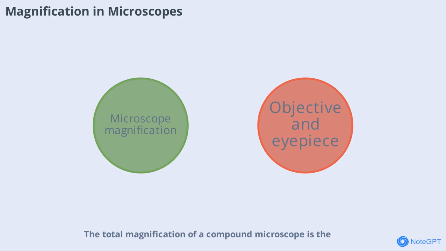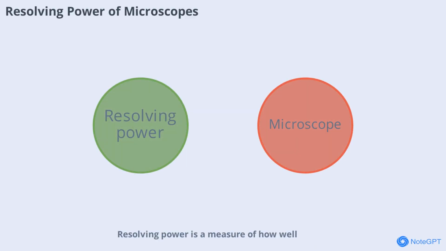Total magnification of a compound microscope is the product of the magnifications of the objective and eyepiece lenses. By adjusting these lenses, scientists can observe objects at various scales, making the microscope an indispensable tool in biology, medicine, and materials science. Resolving power is a measure of how well a microscope can distinguish between two closely spaced points.